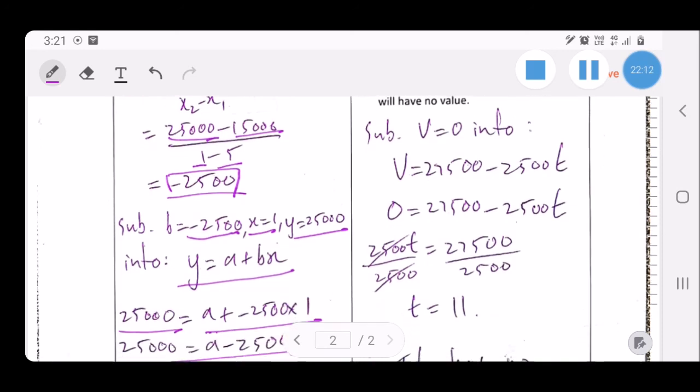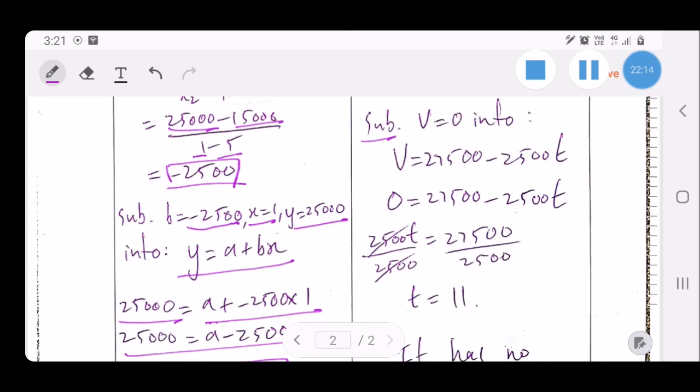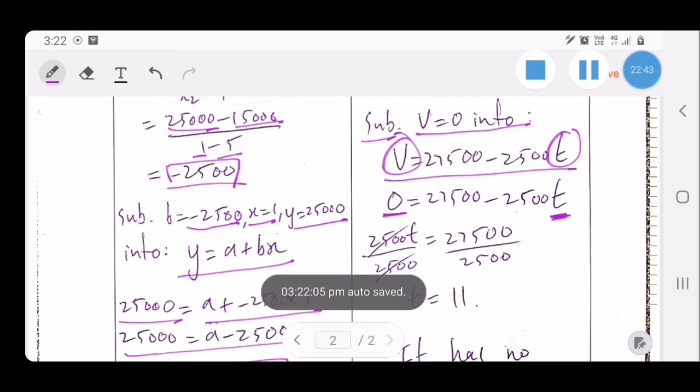So that's what we do. We substitute V equals 0 into our equation. Now our equation has two variables, okay? So if we replace the V with 0, then we're left with one variable, one unknown, and we can use our basic equation solving skills to find what that equals. So 0 equals 27,500 minus 2,500t.